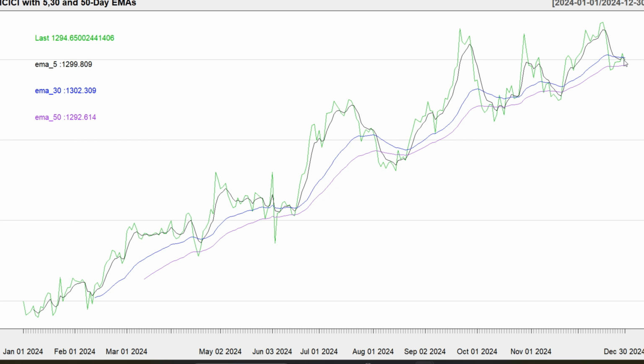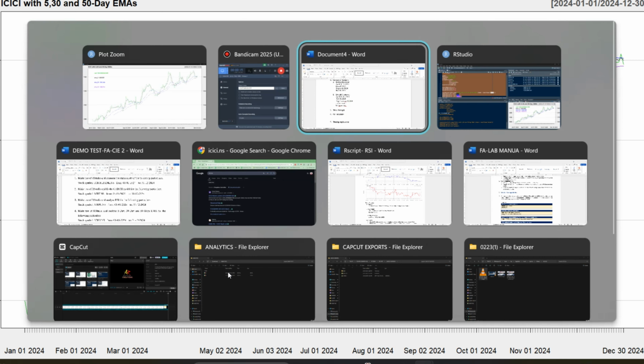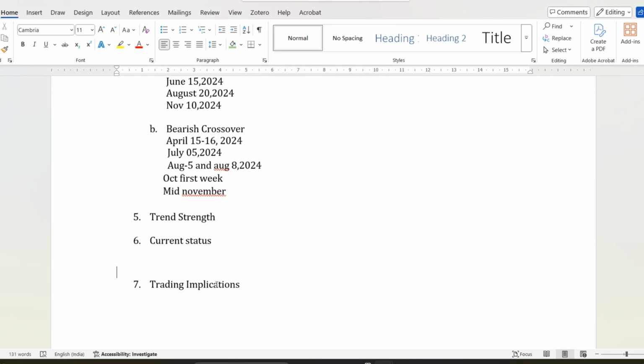But again, if you are seeing the short-term EMA, try to intersect that. Yeah, but again it went down. So based on this, we are predicting that again there will be a bullish trend, but it may not increase at the same pace as it did from October to December. Slightly slower pace, it may be a bullish trend. So that is my observation.